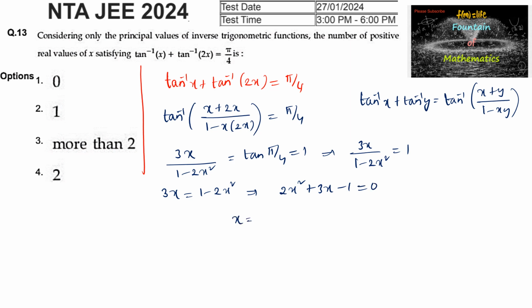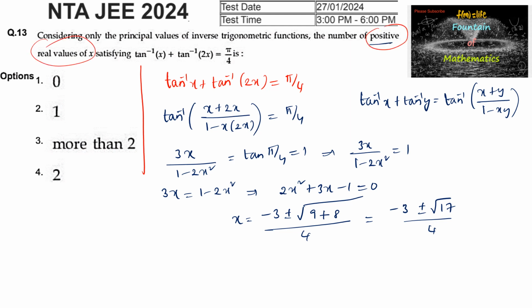On solving we get x equals minus 3 plus or minus under root b square minus 4 into 2 into minus 1, that is 8, divided by 2 into 2, which is 4. So we get minus 3 plus or minus root 17 upon 4, and since it is given positive real values of x, we consider only the value x equals (minus 3 plus root 17) divided by 4. This gives the positive value. So (minus 3 minus root 17) upon 4 is not allowed. So we can say only one solution. So we can go with option B.